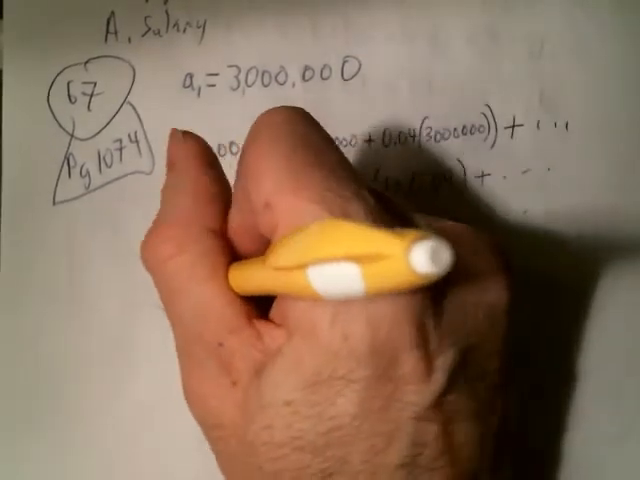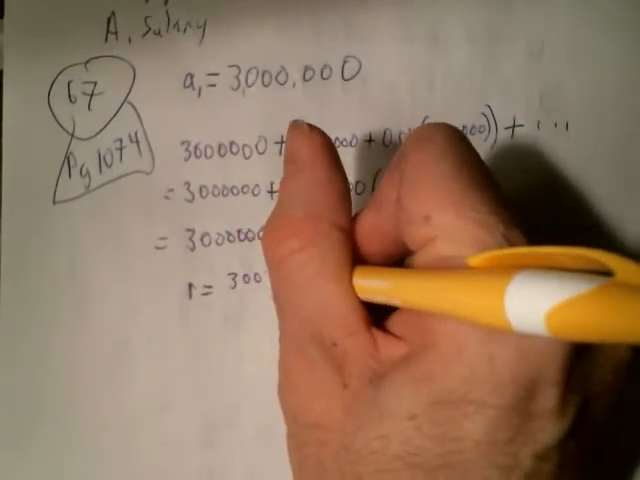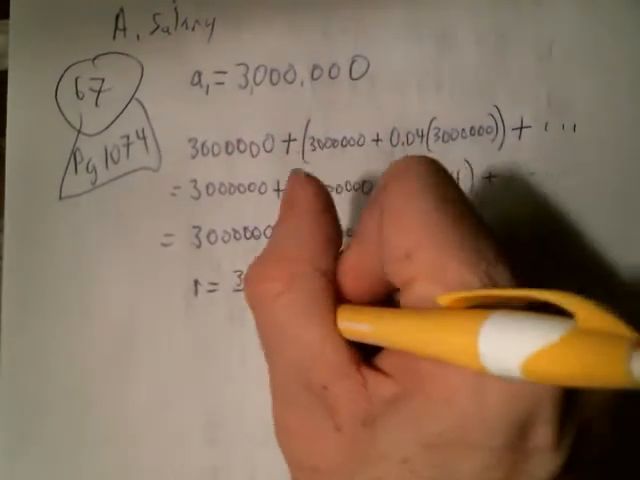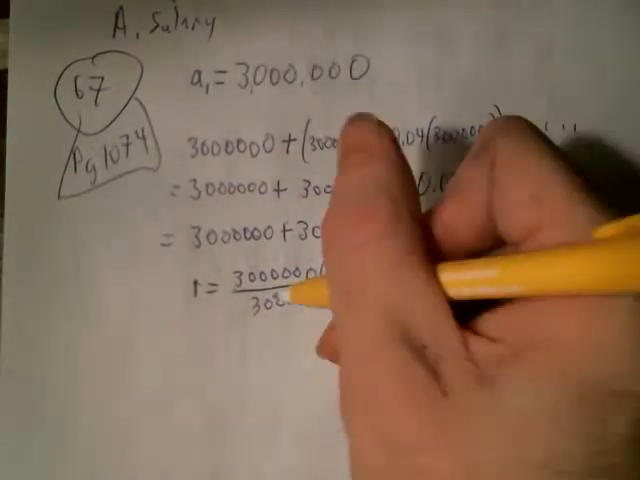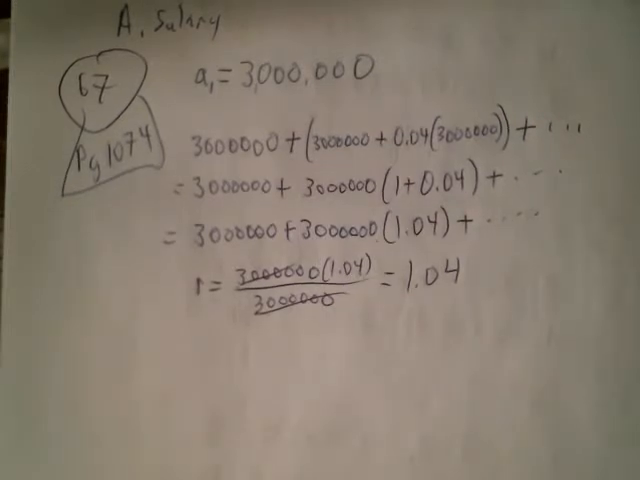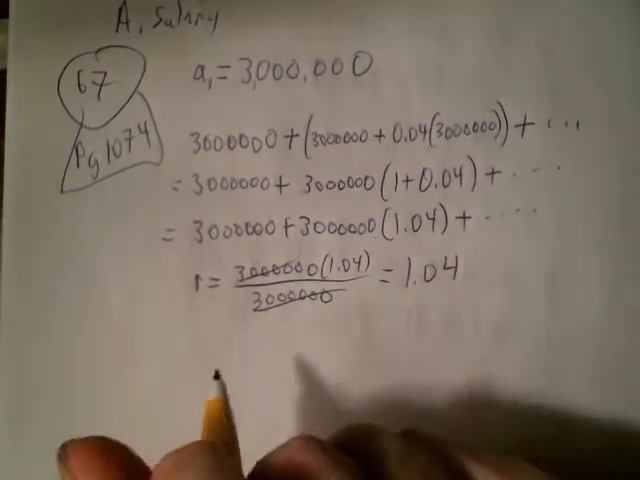In other words, A sub 1, of course, is $3 million, but R is the ratio of 2 consecutive terms. So all we have to do is take this and divide it by this. And we're left with 1.04 as our R value, our ratio value. And that's what the book says: beginning in year 2, the athlete's salary will be 1.04 times what it was in the previous year. So there's that 1.04 we're talking about. They want to know what the salary is going to be in year 7. In other words, they want S sub 7.